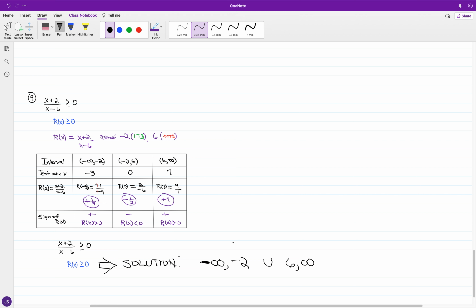And once again, infinities are boundless, so you have those in parentheses. Now for negative 2 and 6: negative 2 creates the equal part of the inequality, and negative 2 being in the domain, that is going to be in the bracket. As for 6, however, that just creates an undefined scenario for the rational expression. We already said that 6 is not in the domain, so that is going to be in the parenthesis. So that'll be your interval solution for this problem.